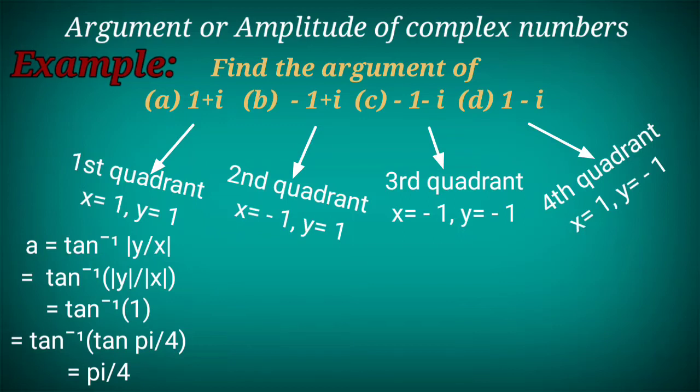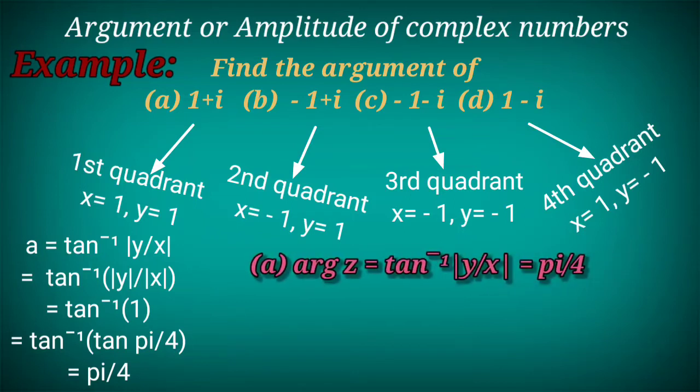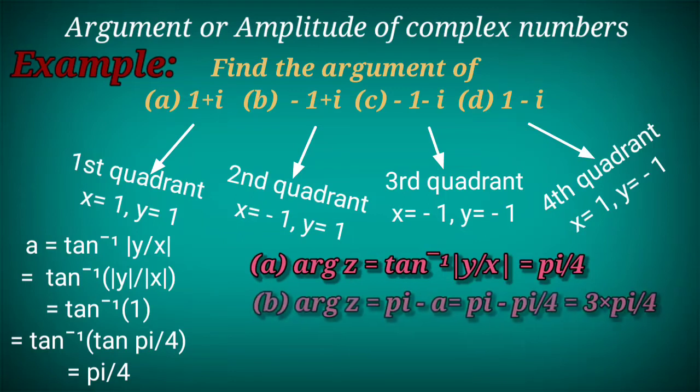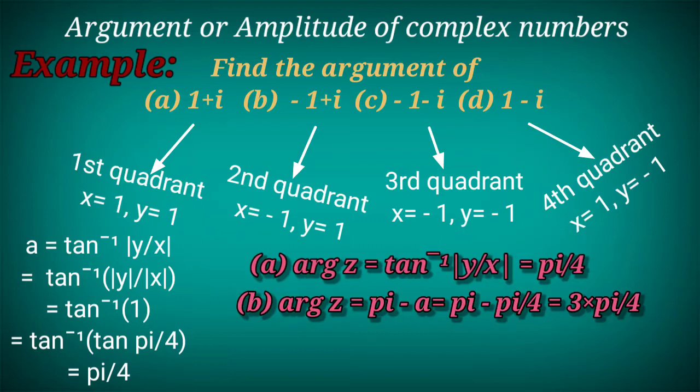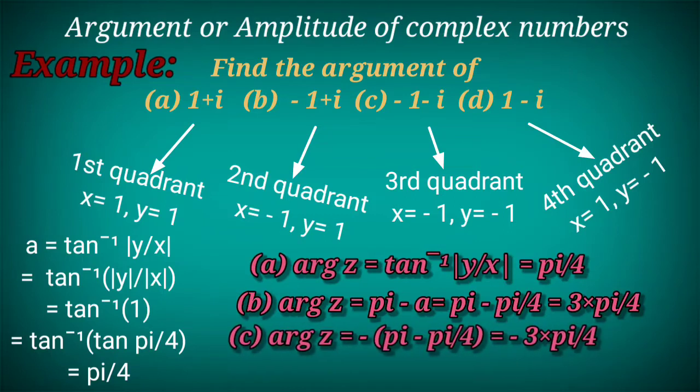Now since the first one will lie in the first quadrant, the argument z will be the same as the alpha, that is pi by 4, and the second one is lying in the second quadrant, so its argument z will be pi minus pi by 4, which is nothing but 3 pi by 4. And for the third case, we will get the argument z as minus of pi minus alpha, which is nothing but minus 3 pi by 4, and the fourth case will lie in the fourth quadrant, so we will get our argument z as minus pi by 4.